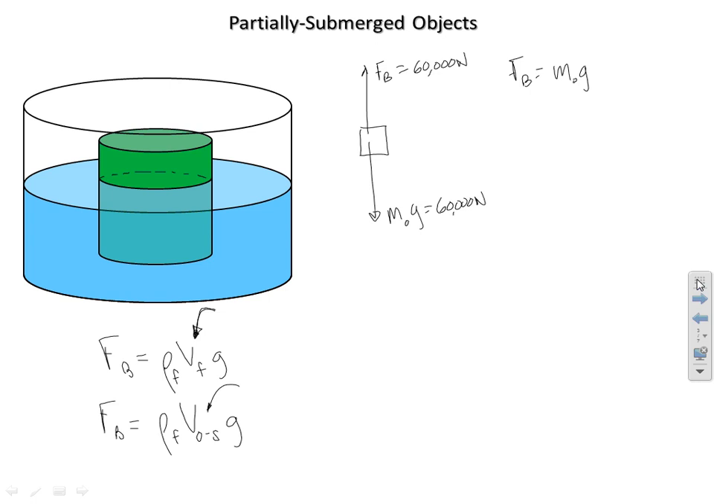So when this thing reaches equilibrium, ding, ding, ding, at equilibrium, can you read that? At equilibrium, this has to be true. Well, this is rho fluid, V fluid, g. This is rho object, V object, g.